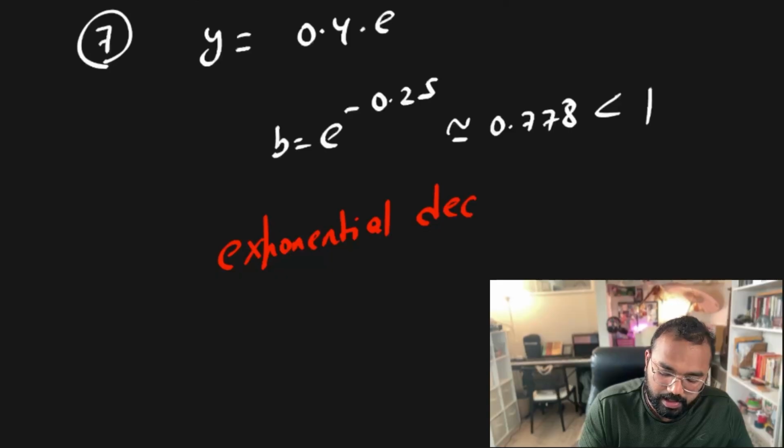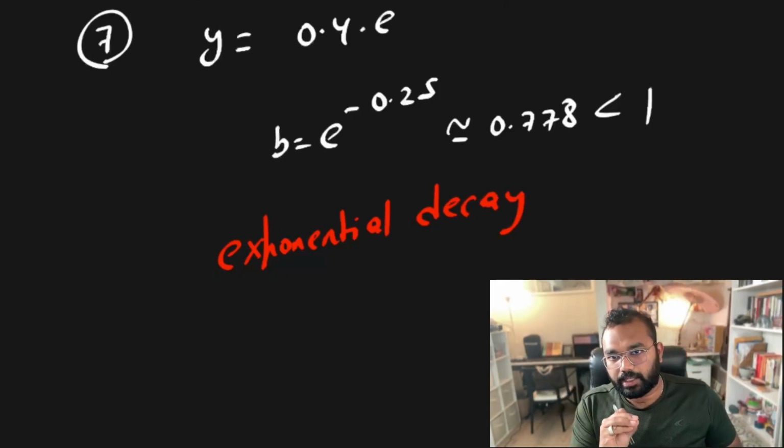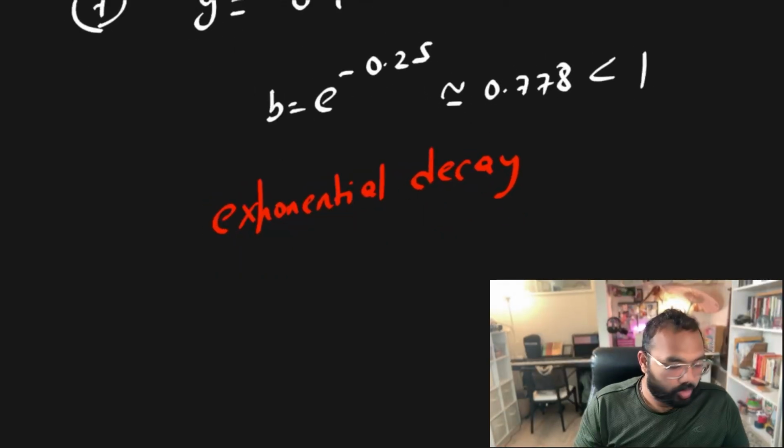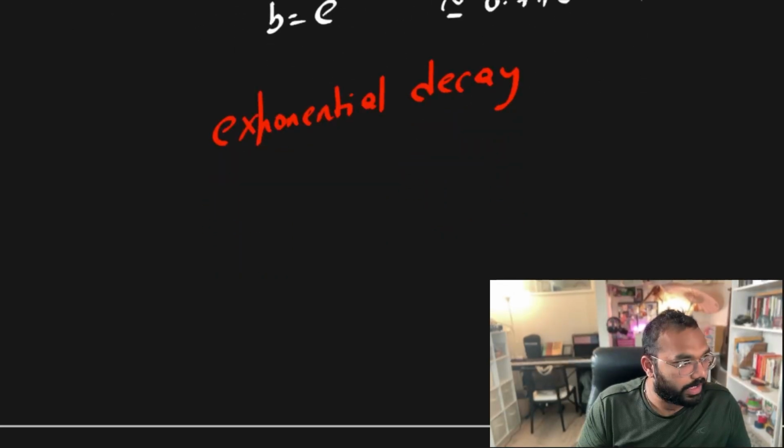Very simple, right? You just look at the b value. If b value is greater than 1, exponential growth. B value less than 1, it is exponential decay. There is one more problem in this exercise and then we can wrap this up.